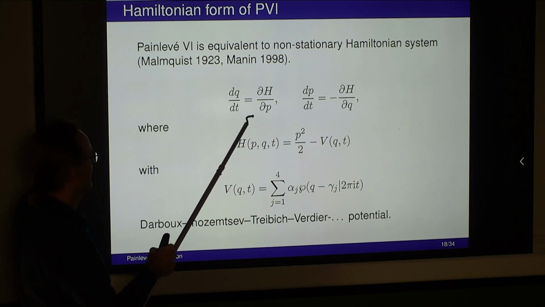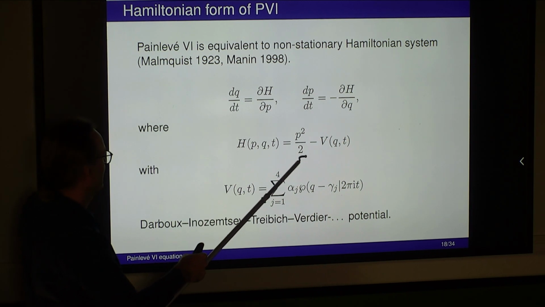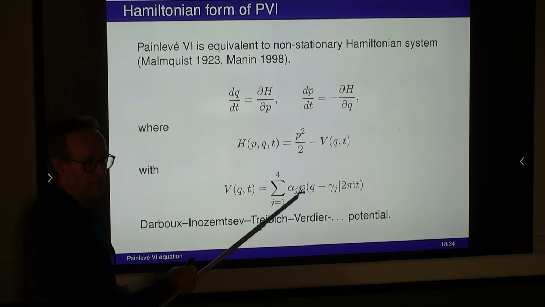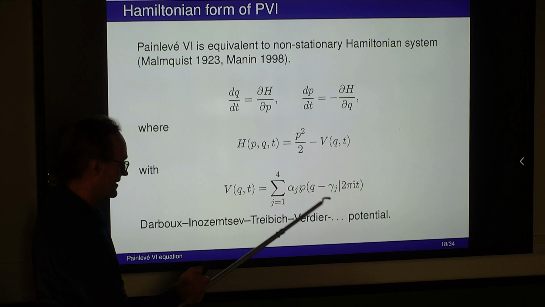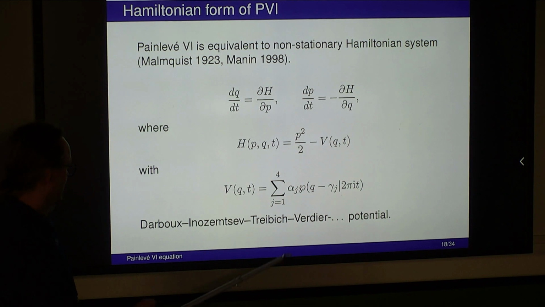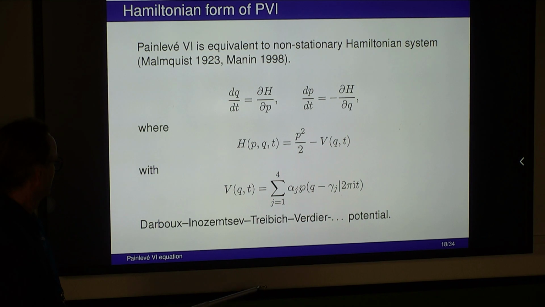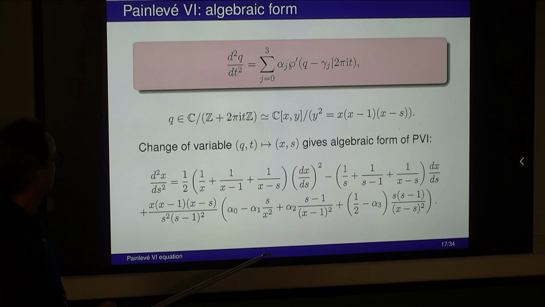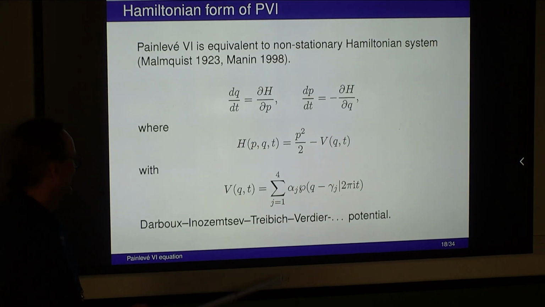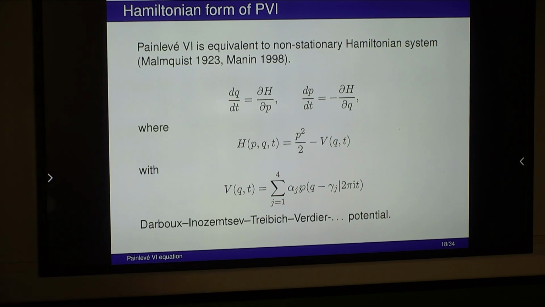So Painlevé 6 is equivalent to this system where the Hamiltonian has a kinetic term and a potential. And the potential is what we had before, but now I don't have the derivative. Before I had the derivative, now we have integrated that. But you have 4 terms, and before you had 3 terms in your sum. Did I? Yeah, that's from 0 to 3. Oh, yeah, sorry. This should also be from 0 to 3, but it's 4 times, because we have 4 half here.